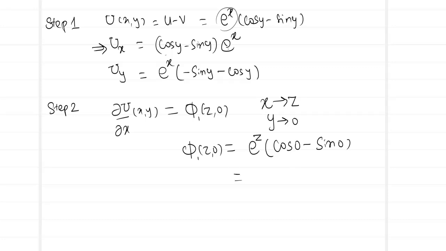What do we know about cos 0? Cos 0's value is equal to 1. And what is the value of sine 0? Sine 0 is 0. So this happens to be equal to e power z, and I have got my phi 1 of z comma 0 equal to e power z.